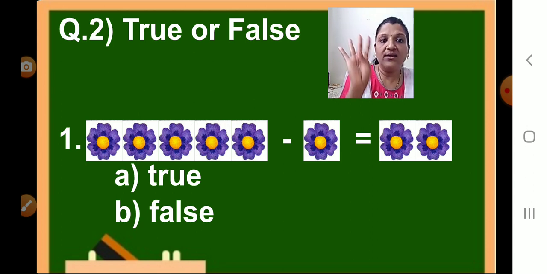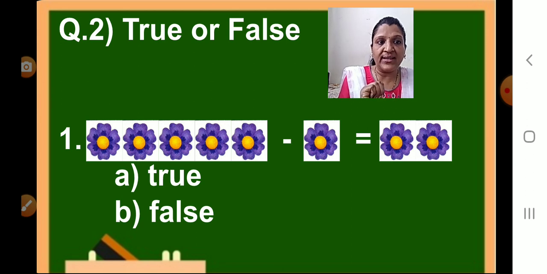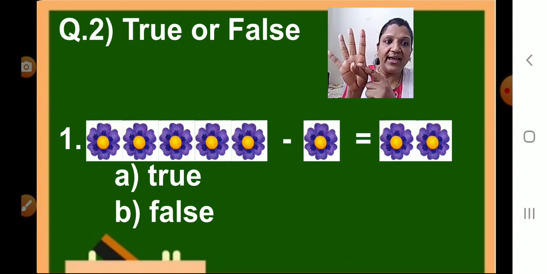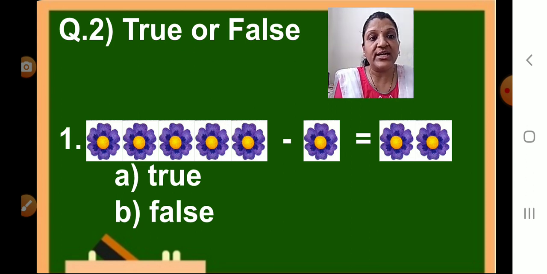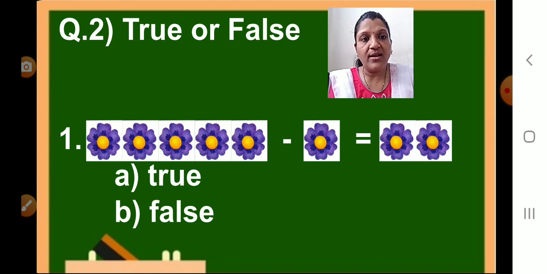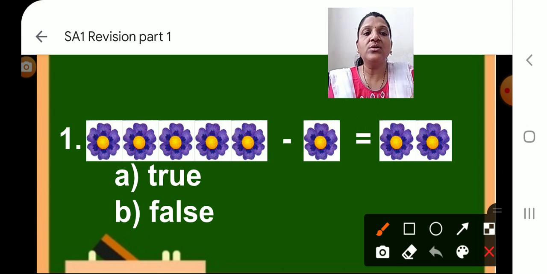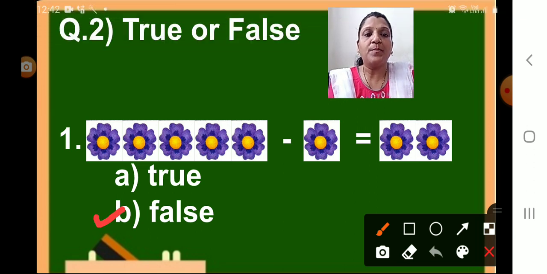When we subtract 1 from 5, it gives us answer 4. But in the given question it is 2. So this is not a correct sum. So here we have to select false. We have to tick the option false. This is not correct sum.